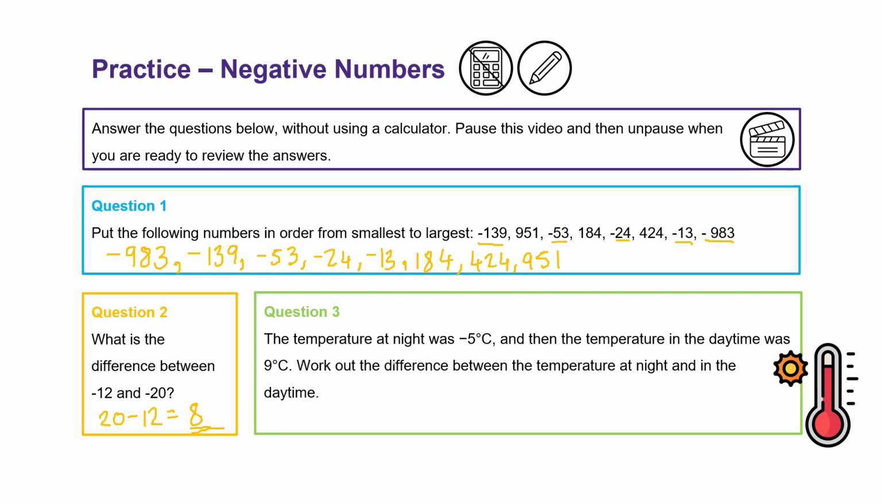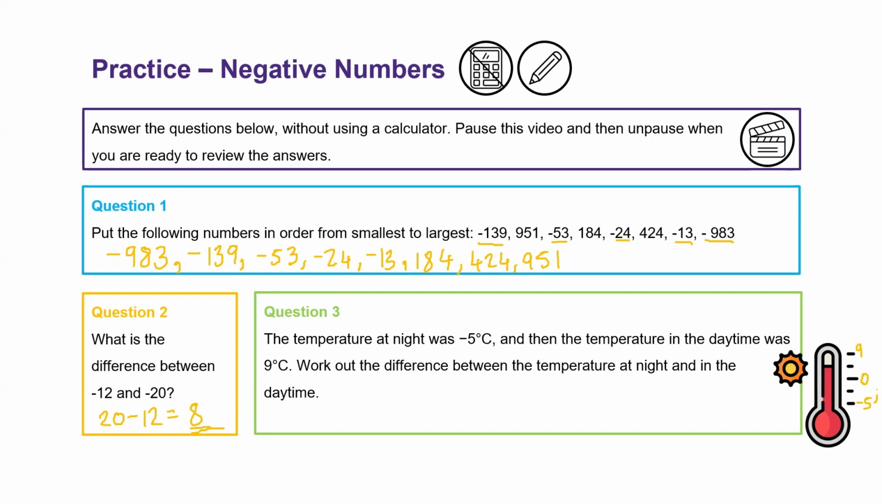Finally, the temperature at night was minus 5 degrees C, and then the temperature in the daytime was 9 degrees C. Work out the difference between temperature at night and in the daytime. I'm going to use my thermometer here to help me out. I don't have to write every number for it to help me. I just know minus 5 is somewhere down here and plus 9 is up here. Again, it's not to scale, it doesn't have to be.